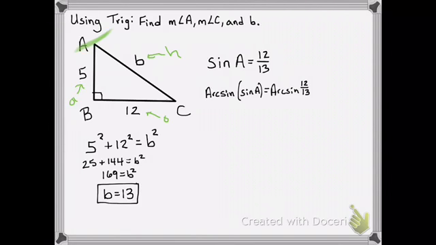So arc sine and sine are opposites. Just like adding and subtracting are opposites. Just like multiplying and dividing are opposites. And opposites cross each other out. So this operation and this operation cross each other out. And we're simply left with the letter A, which is what we're looking for.